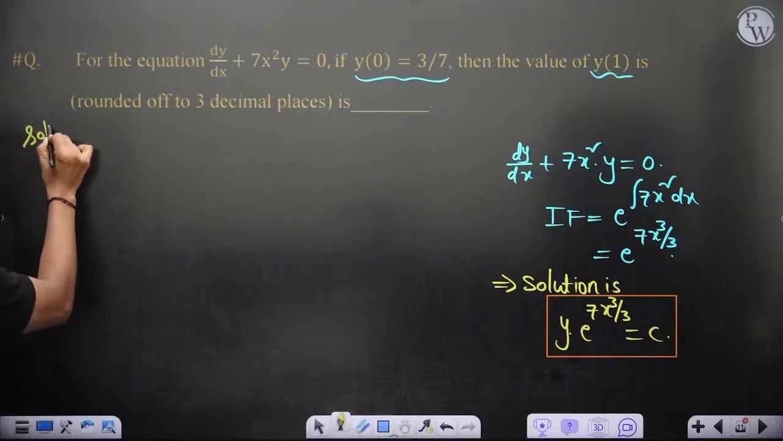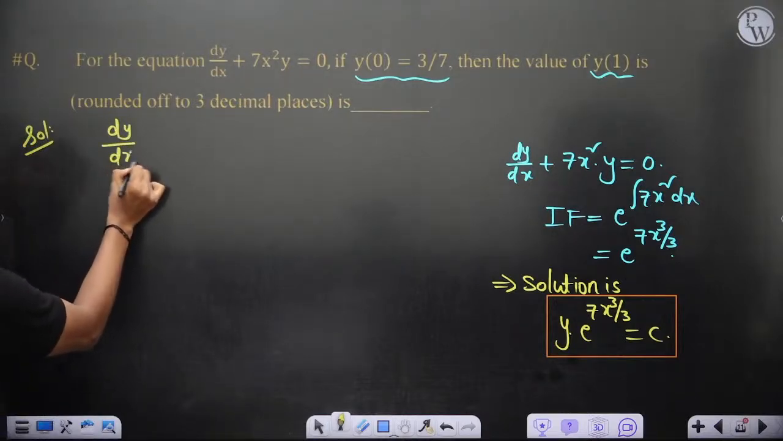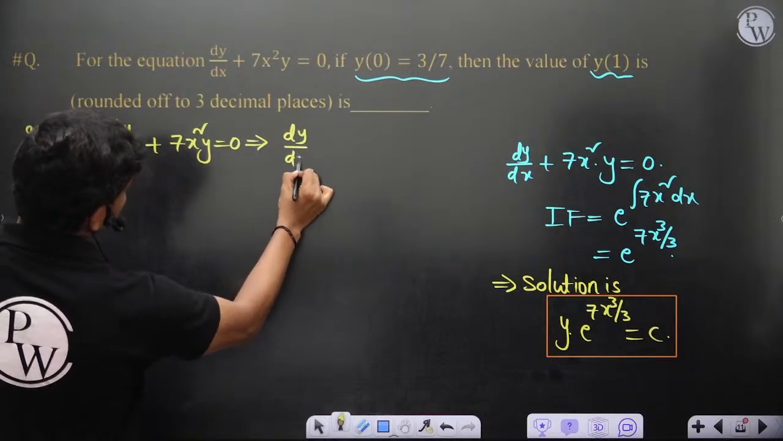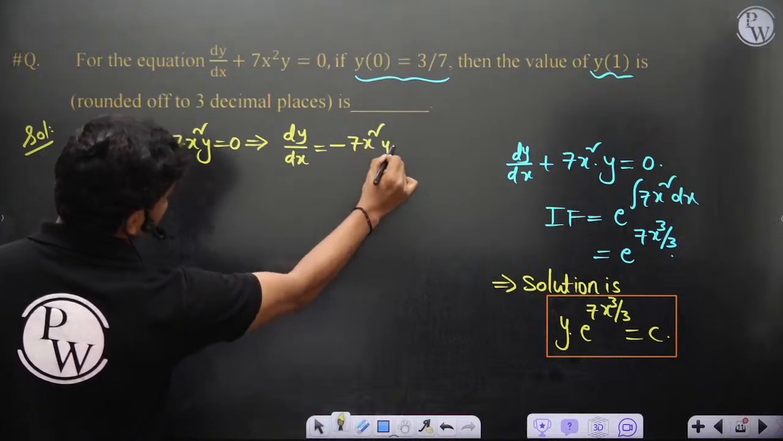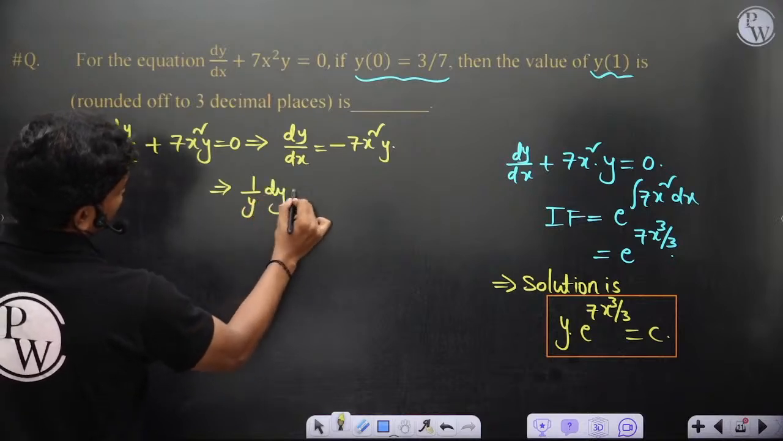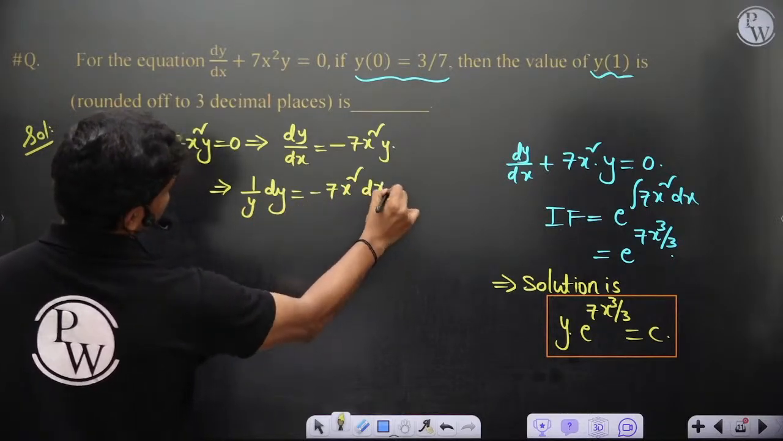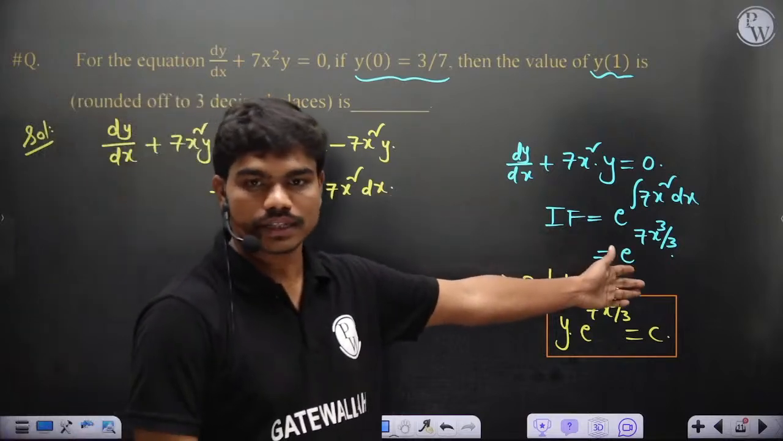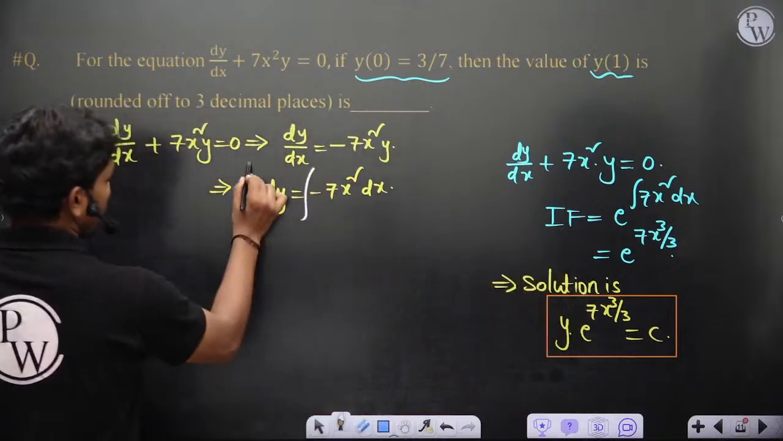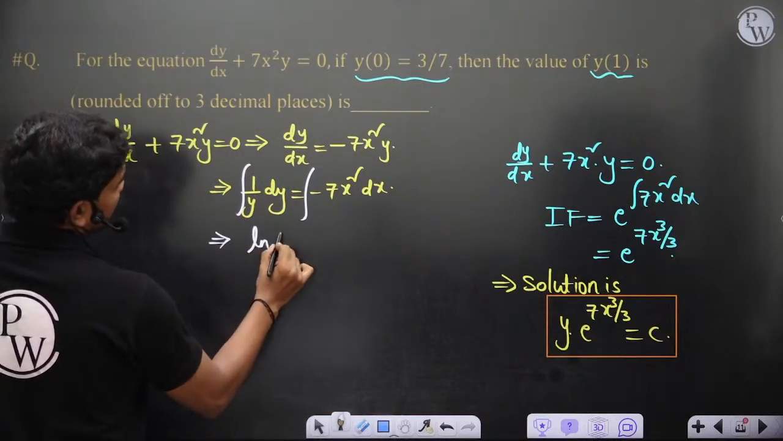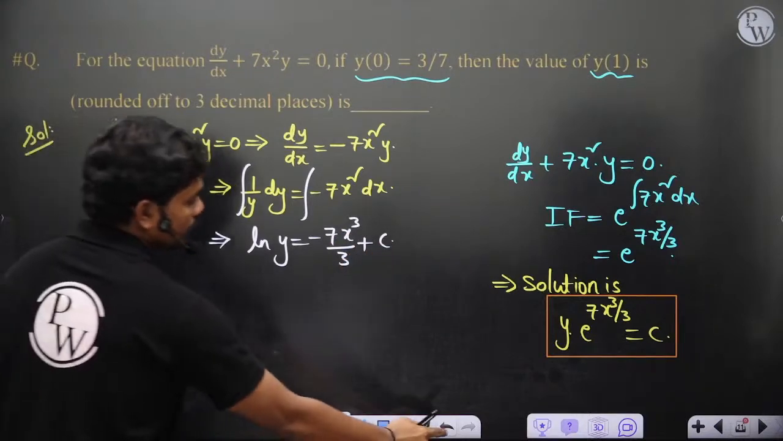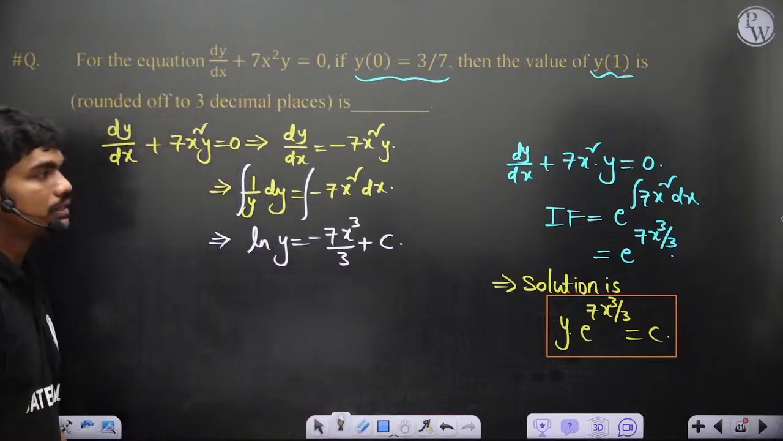Or you might have also done this question as dy by dx plus 7x square y is equal to 0. So dy by dx is equal to minus 7x square y. If you bring y to the left hand side, you get 1 by y dy equal to minus 7x square dx. It's a variable separable form directly. Of course, you can do it in the linear equation form, either like this or like this. In any way you might have got the solution. If you integrate, it tells you ln y is equal to minus 7x cubed by 3 plus constant.